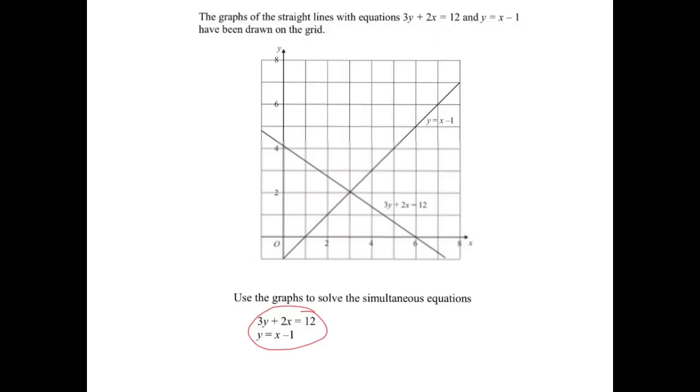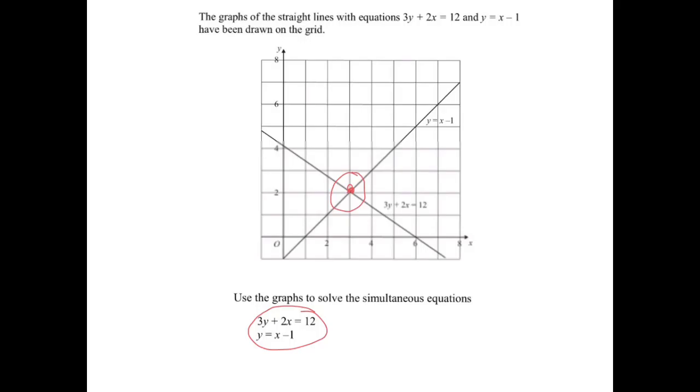And in this case, they've been drawn for us. Here's the first one, 3y plus 2x is 12. And here's the second one, y equals x minus 1. And there's one point that sort of jumps out at you in the graph, and that's the point where they cross, this point here. And that point is on both the lines. It works for both the equations.